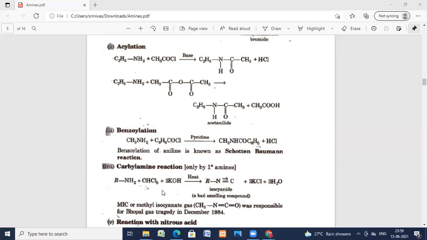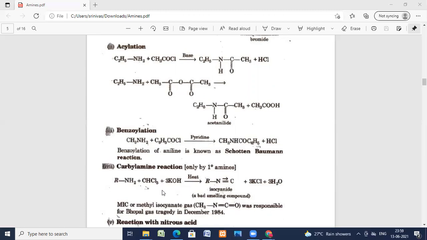Primary amine on reaction with CHCl3 and 3KOH gives RNC, 3KCl and water. Similarly, you can take ethylamine also. In place of this R and H2, we can take ethylamine. Ethylamine on reaction with chloroform and 3KOH gives ethyl isocyanide, and 3KCl and water are formed.